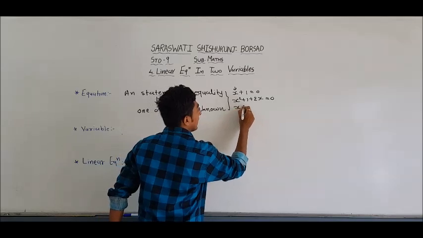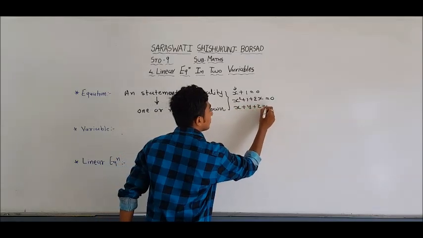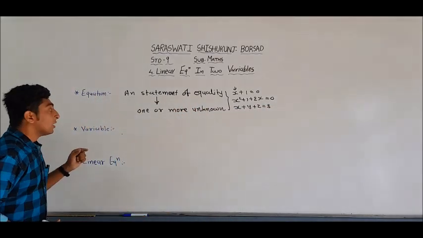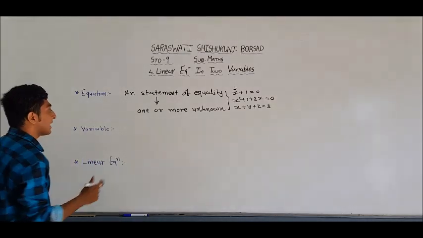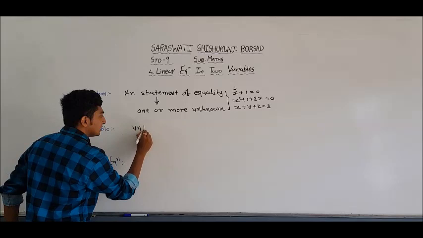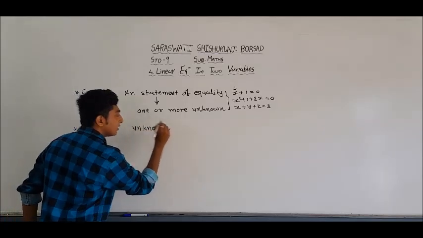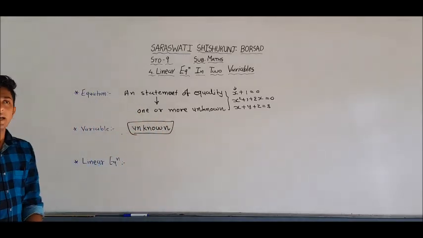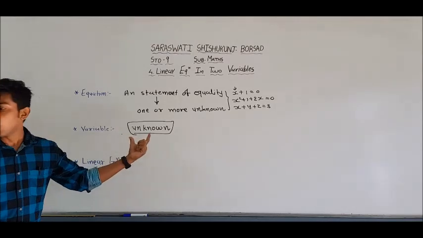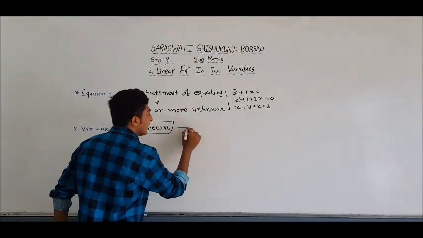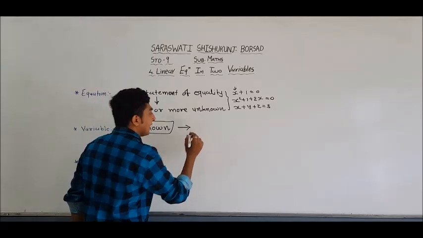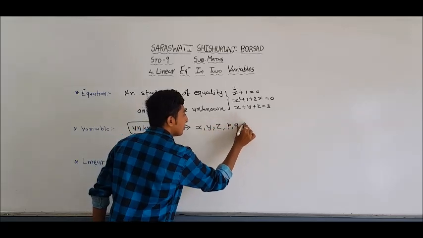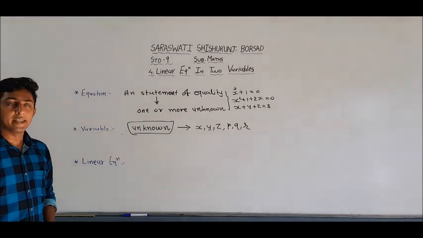We can also say that x plus y plus z equal to 3. That means here x, y and z are unknowns. Now let us see what a variable is. A variable is an unknown. Whatever unknown is given in the equation is called a variable, and it is denoted by small alphabetic letters like x, y, z, p, q, r. So this is a variable.